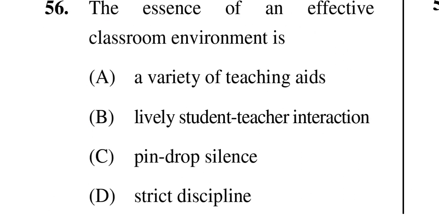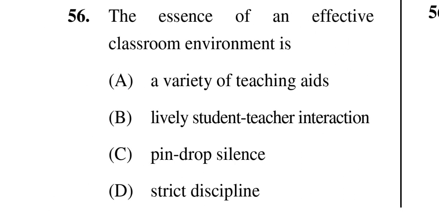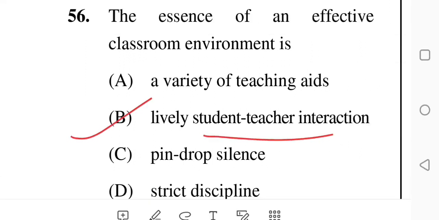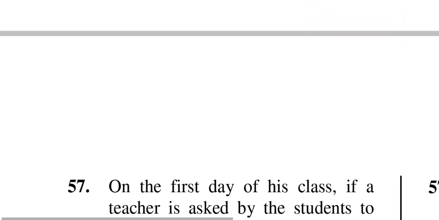56. The essence of an effective classroom environment is what? A variety of teaching aids, lively student-teacher interaction, pin drop silence, strict discipline. 56, the correct answer will be B, lively student-teacher interaction. It must be there. Okay, the classroom must not be authoritative. The essence of an effective classroom environment is lively student-teacher interaction.